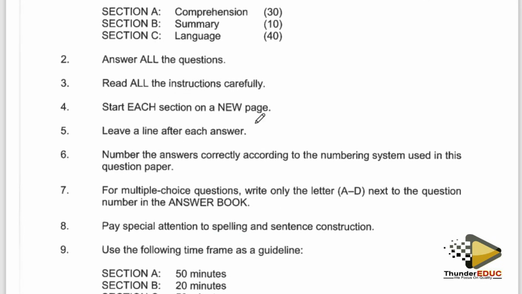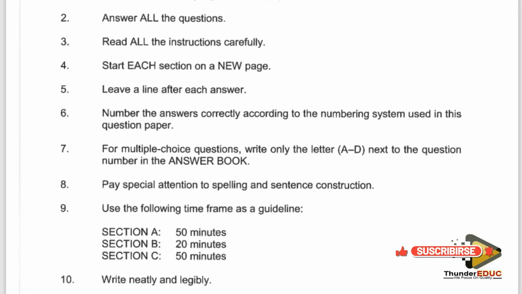Start each section on a new page. We always encourage that when you finish your section A, you will go to a new page to start your section B, and you will go to a new page to start your section C. Leave a line after each answer so that your work can breathe and can be legible and clear. Number the answers correctly according to the numbering system used in this question paper.